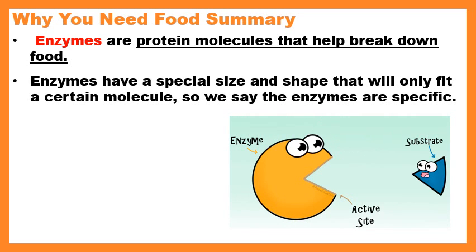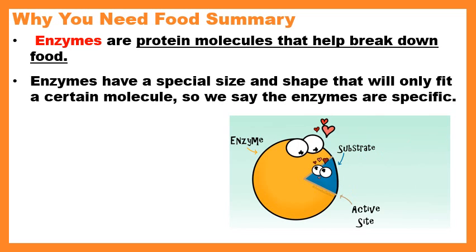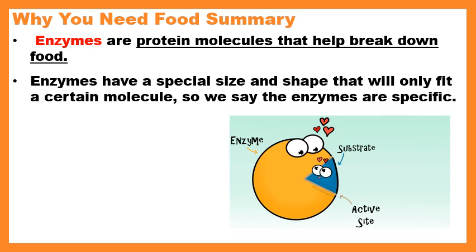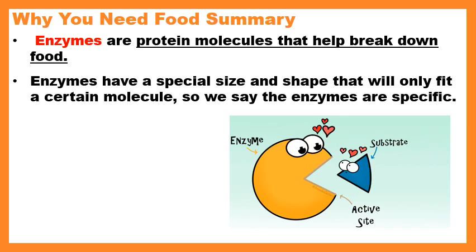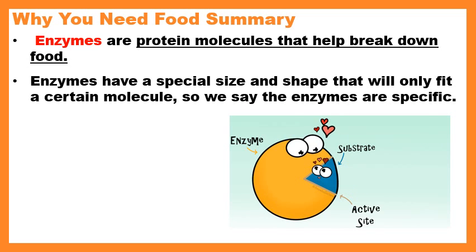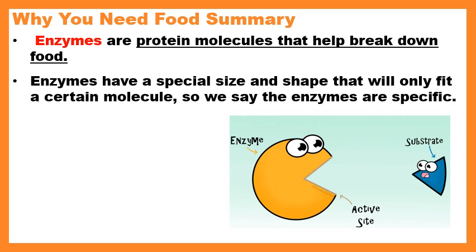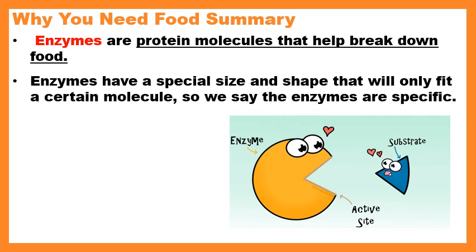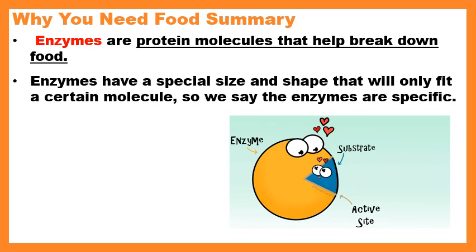Let me show you a picture of this little GIF. The enzyme is that orange ball, and you'll see that the enzyme has a mouth shaped like a triangle, and that shape is specific. A different enzyme might have a shape like a circle, and it's only going to be able to fit circle-shaped molecules. Or it might have a shape like a square, and it's only going to fit square-shaped molecules.